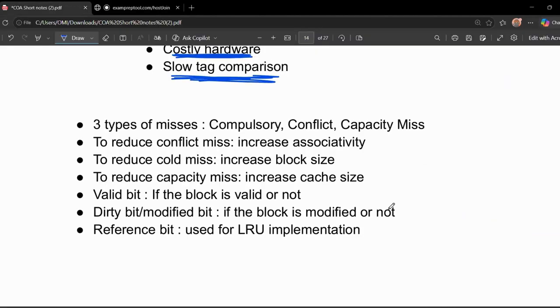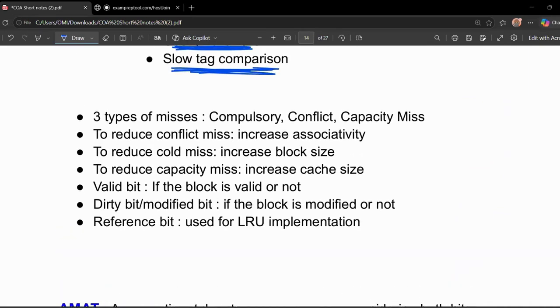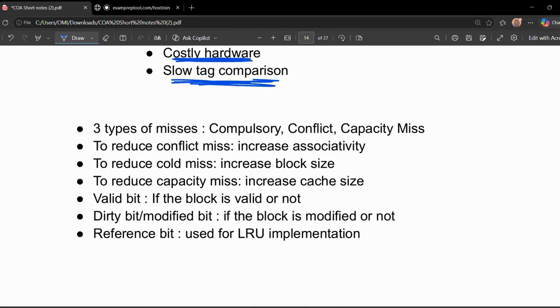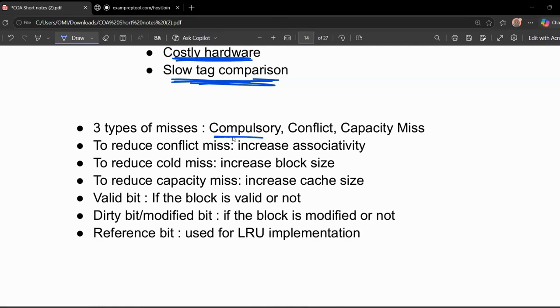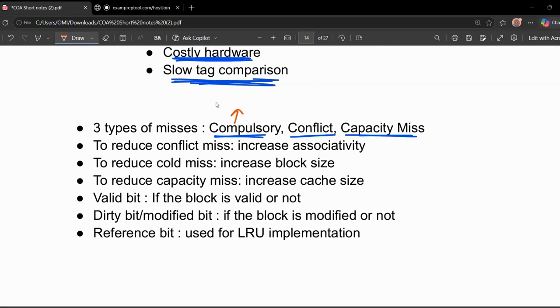Okay. So now we will see three types of misses: compulsory miss, conflict miss, and capacity miss. Compulsory miss means it is the first time miss.